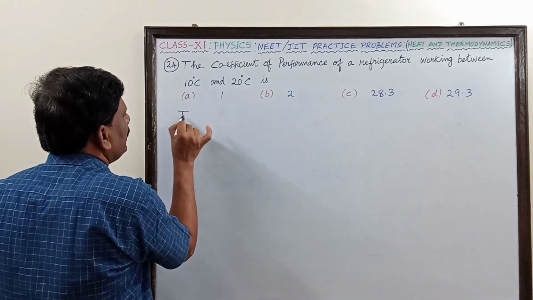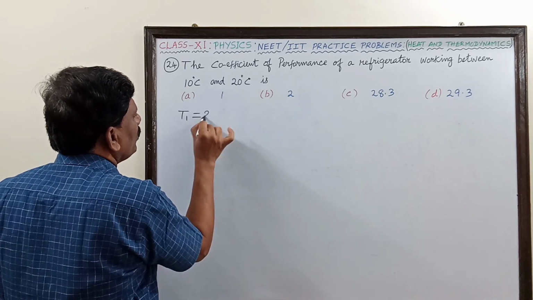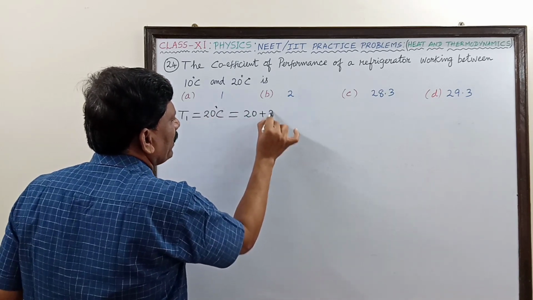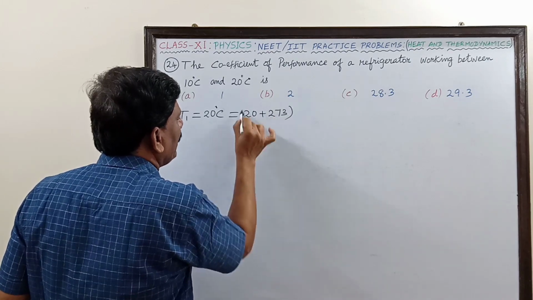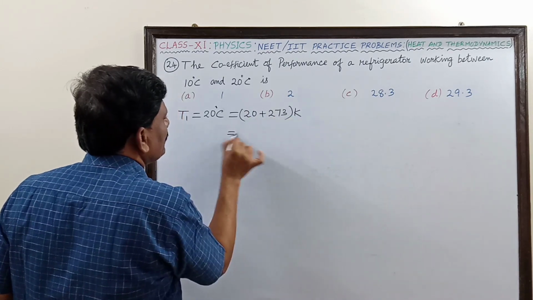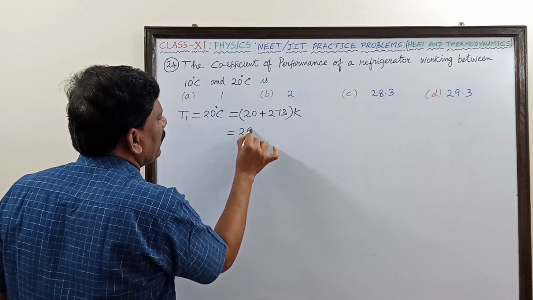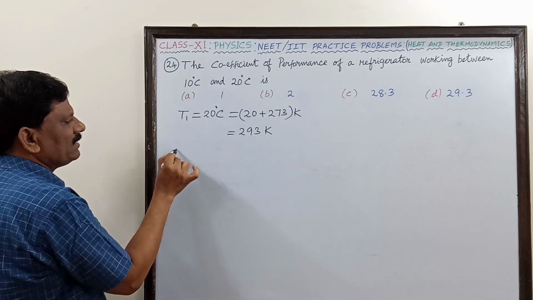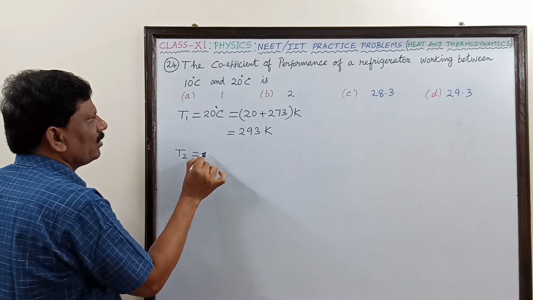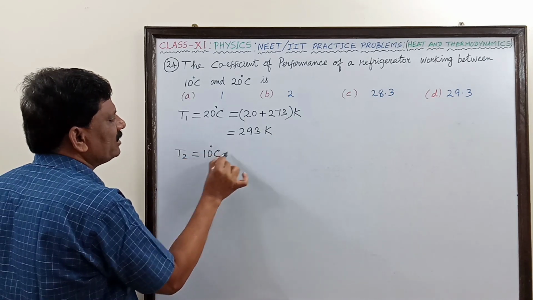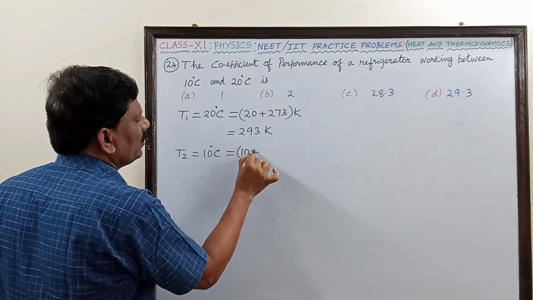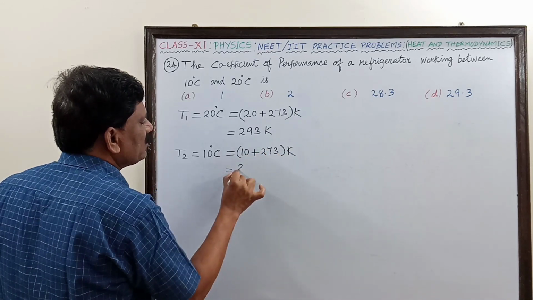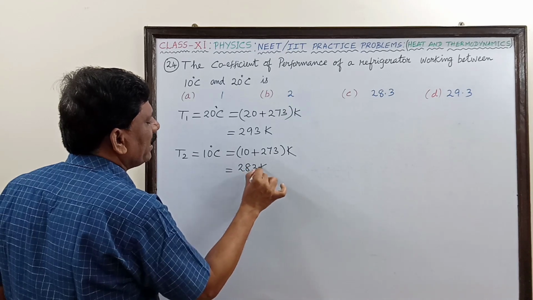So what is given? T1 is equal to 20 degrees Celsius. In Kelvin I have to convert, plus 273 I will add, so this is equal to 293 Kelvin. And the lower temperature is the sink temperature. So this is equal to what? 10 degrees Celsius. So that is equal to 10 plus 273 in Kelvin, so this is 283 K.